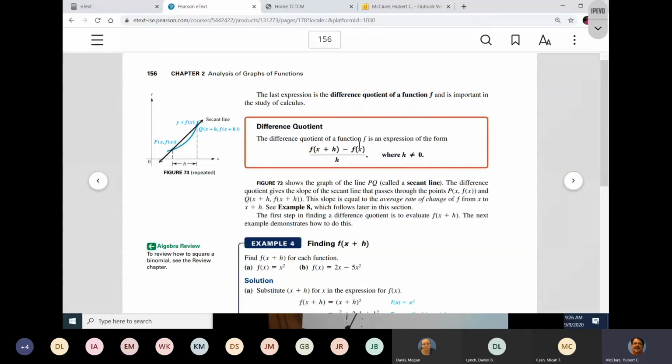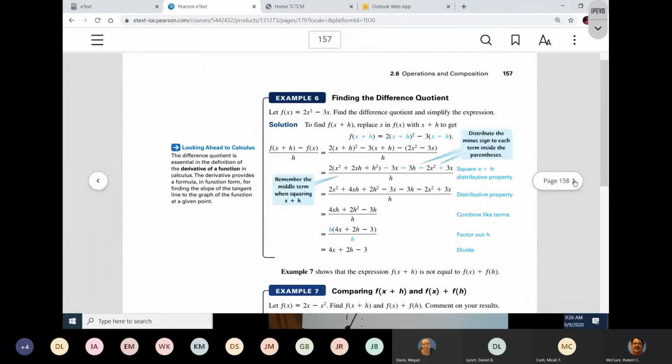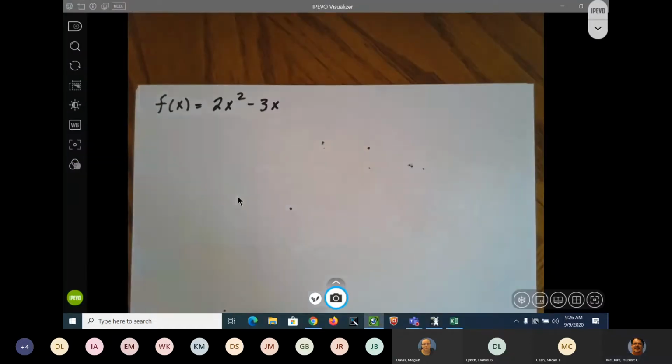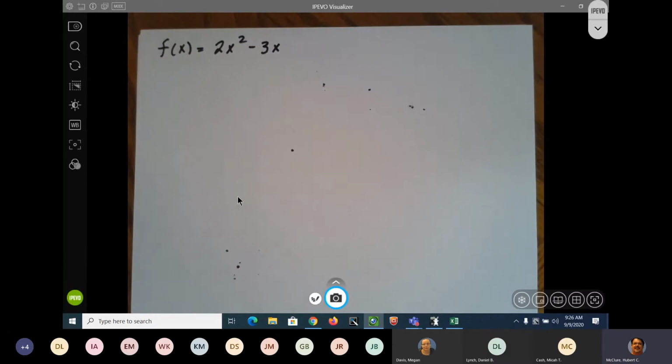There's the difference quotient. Okay. So let's pick one. Let's do this one right here. So I'm going to write it down. And f of x is equal to, let me write it down first and then I'll show it to you, 2x squared minus 3x. Okay, I'm going to rewrite the difference quotient with colors so y'all can see the colors.